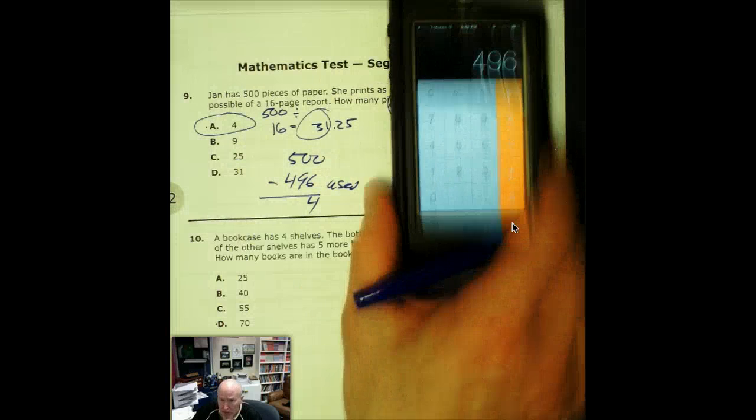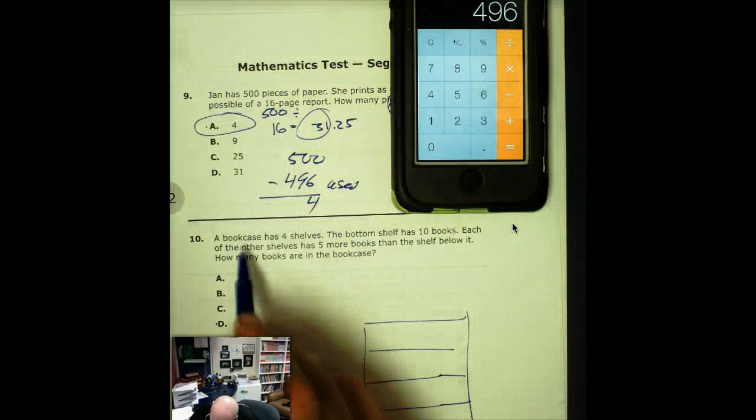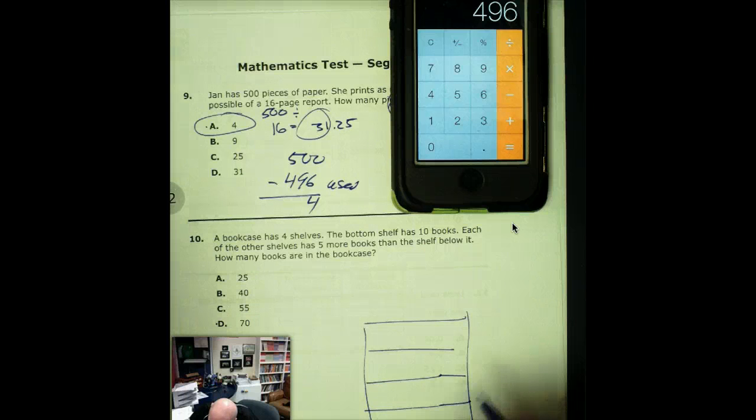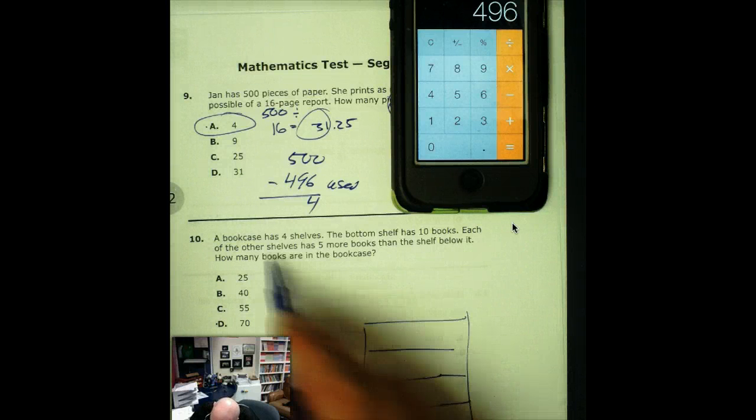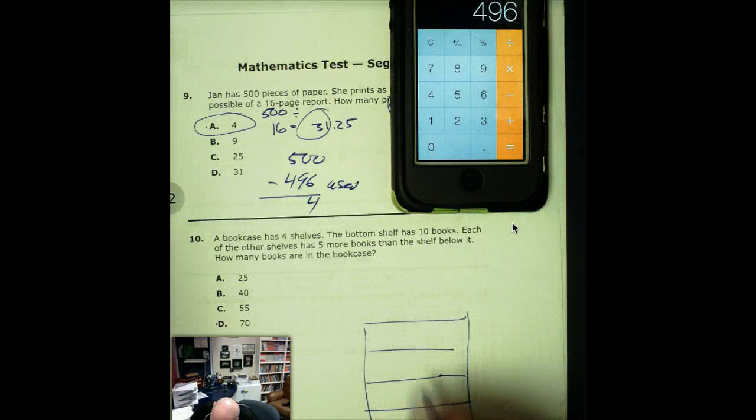All right, this one here can be kind of tricky too. I'm going to put that up there for now. A bookcase has 4 shelves. The bottom shelf has 10 books in it. Each of the other shelves has 5 more books than the shelf below it. How many books are in the bookcase?